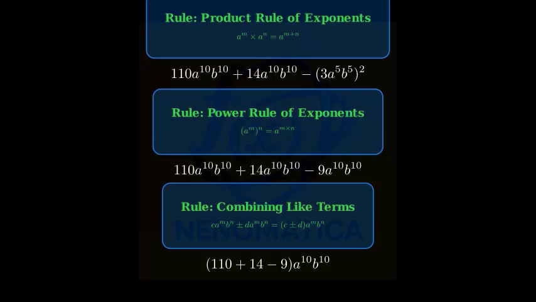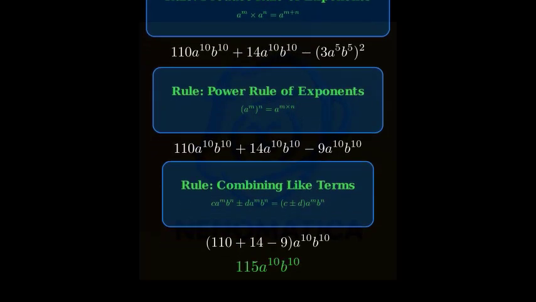Let's calculate 110 plus 14, which gives us 124. Then 124 minus 9 gives us 115. So our final simplified expression is 115a to the 10th power b to the 10th power. Now, let's tackle a more complex example.